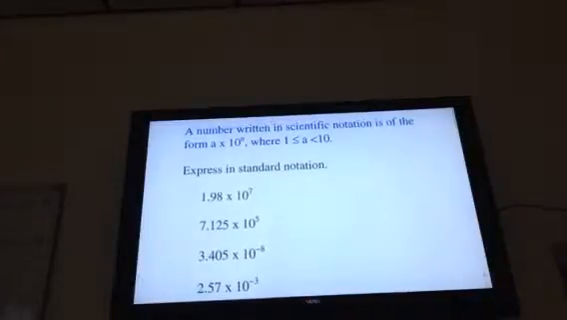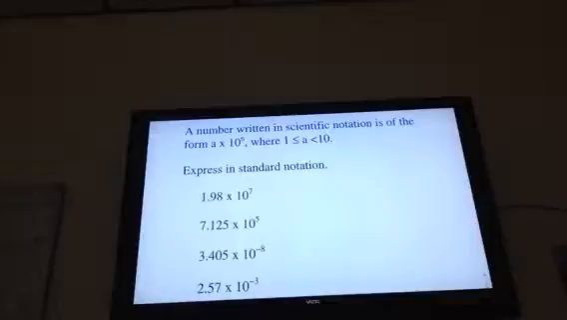Scientific notation is a number written in the form a times 10 to the n power, where the a value, that number, is greater than or equal to 1 but less than 10. So it's got to be a single digit, not a double digit, bigger than or equal to 1, but less than 10. And then my power, my n, can be positive, negative, whatever.